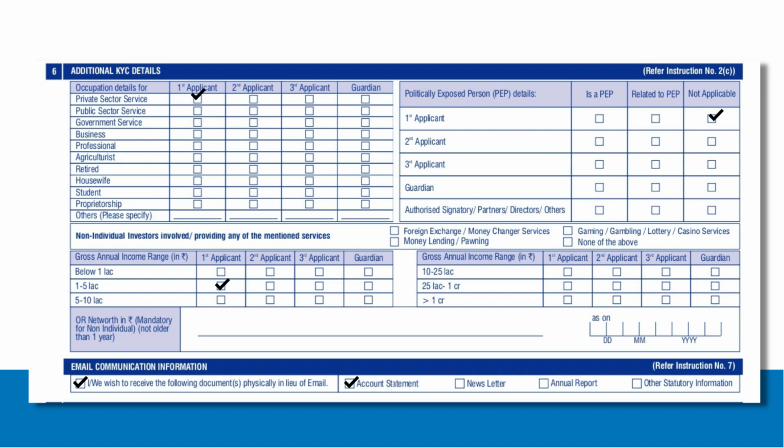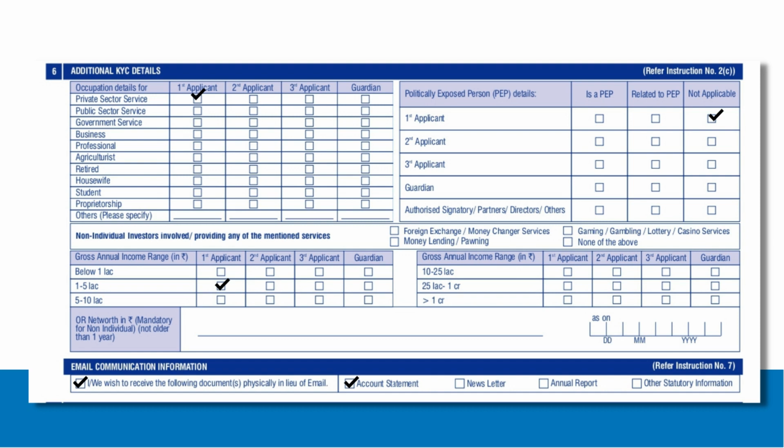Under the sixth section, Additional KYC Details, you need to tick accordingly on behalf of the applicants. You can refer to the ticks indicated in the video. In the table Occupation Details for, make a tick according to the applicant's occupation. Next, in the table Gross Annual Income Range, make a tick on the basis of the applicant's income.